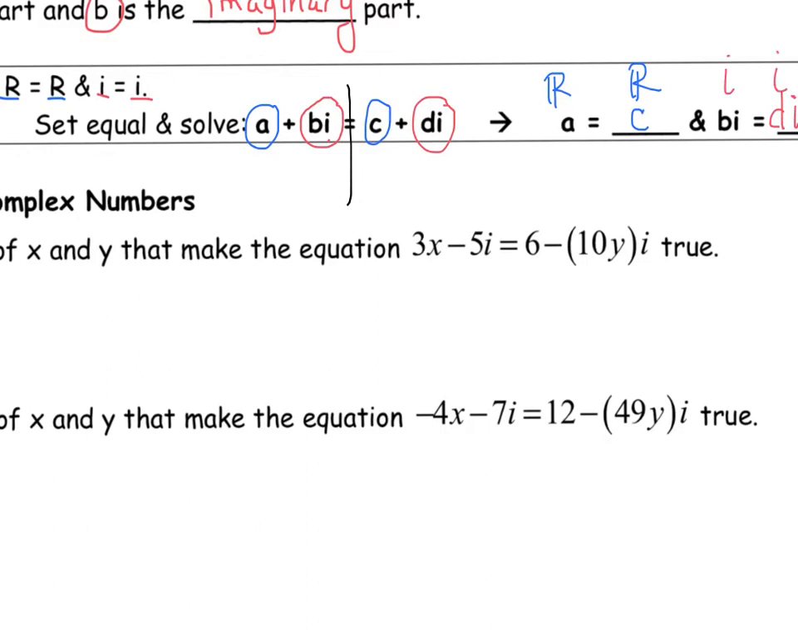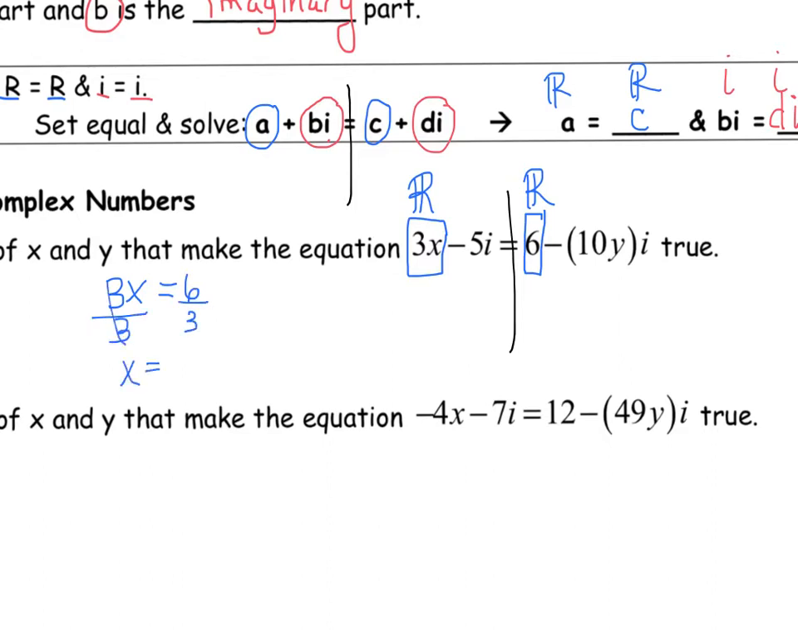So let's try it. We need to solve for x and solve for y. I'm going to look on the left side of the equation. The 3x doesn't have an i next to it, so that's a real part. Let's look on the other side. The 6 does not have an i next to it, so that's the other real part. So we're going to set 3x equal to 6 and solve. So we get x equals 2. All right, we're halfway done.